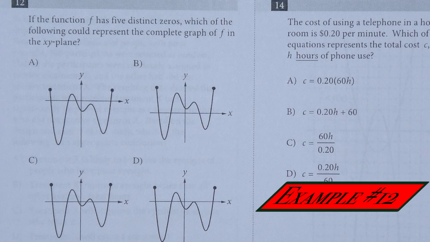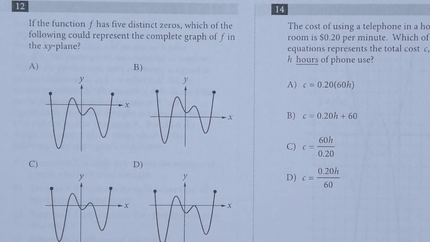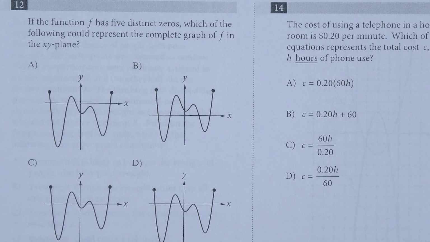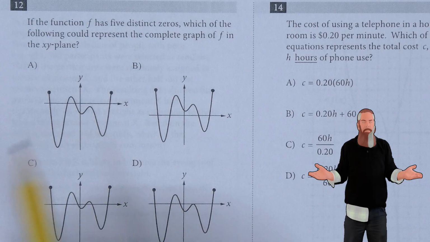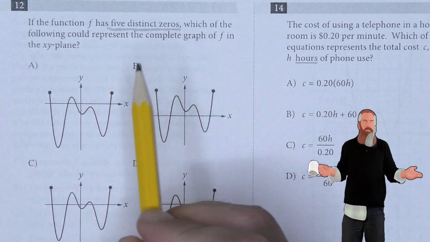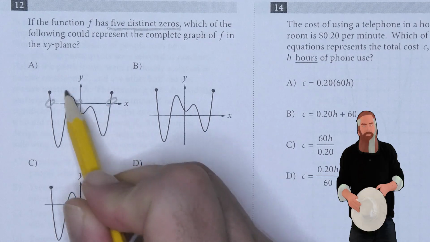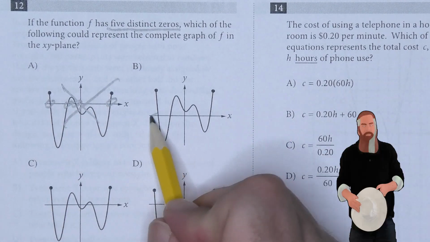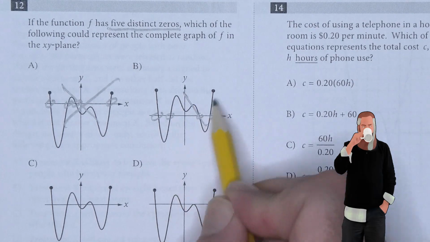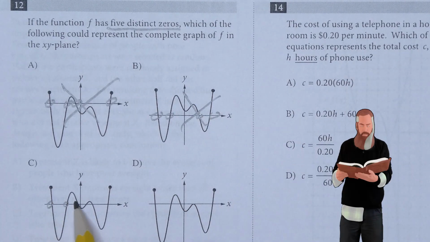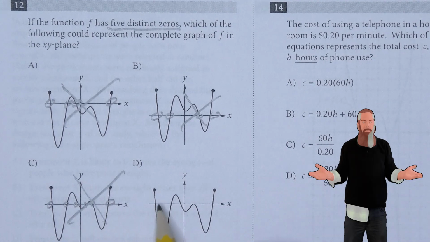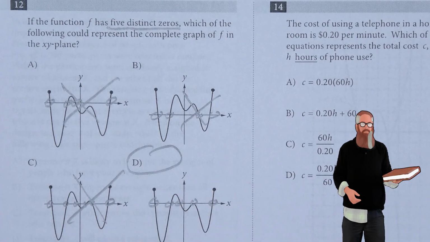If the function f has 5 distinct zeros, which of the following could represent the complete graph of f in the xy plane? So we're talking about 5 distinct zeros. A zero is where it crosses the x-axis. So we have 1, 2, 3, 4, can't be. 1, 2, 3, 4, can't be. 1, 2, 3, 4, 5, 6, can't be. 1, 2, 3, 4, 5, so D is the answer.